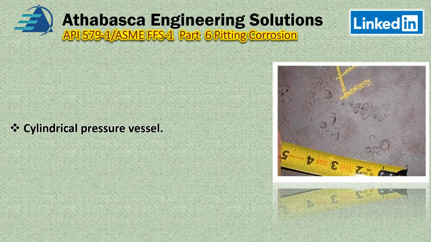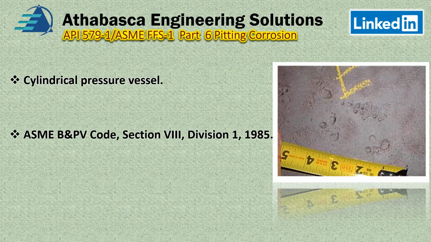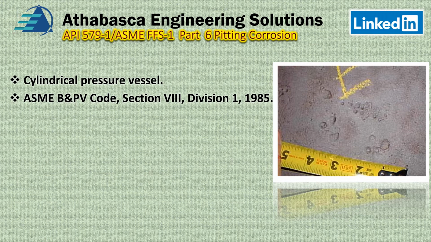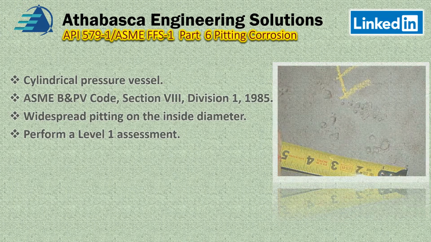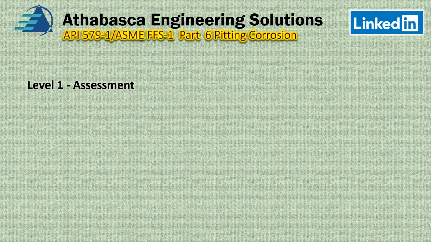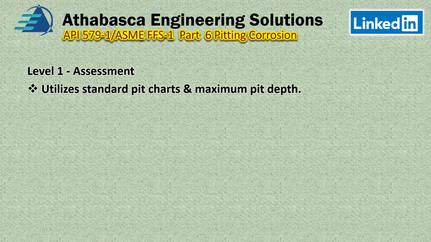particular example. We have a cylindrical pressure vessel, and it was constructed to the boiler and pressure vessel code, section 8, division 1, 1985. And it is characterized by widespread pitting on the inside diameter of the vessel, and you can see the figure to the right. We're asked to perform a level one assessment. In the level one assessment, we want to utilize standard pitting charts and determine the maximum pit depth. This is the approach we need to take.